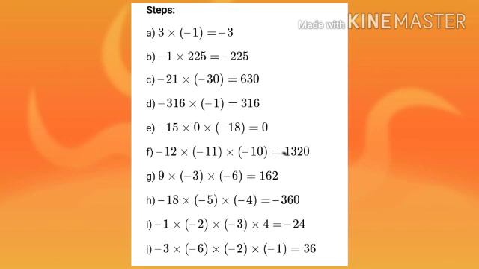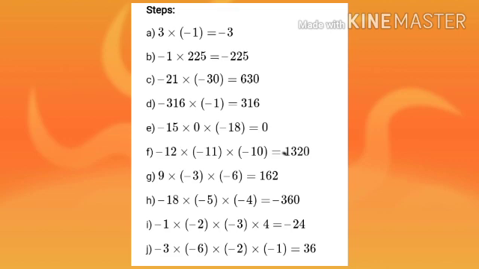Then subdivision E. If you multiply any number by 0, we will get the result 0. 15 into 0 is 0. 0 into 18 is 0. Clear? The 0 is neither positive nor negative. Therefore, we should not add any positive or negative sign near 0.